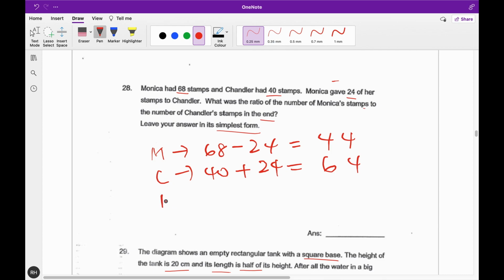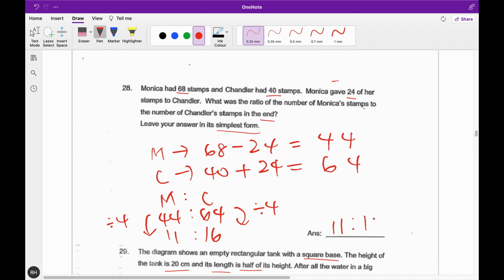Alright, so Monica to Chandler, we have 44 to 64. And to simplify it, we can divide both sides by 4. So 44 divided by 4, we have 11. 64 divided by 4, okay, we have 16. So the answer will be 11 is to 16.